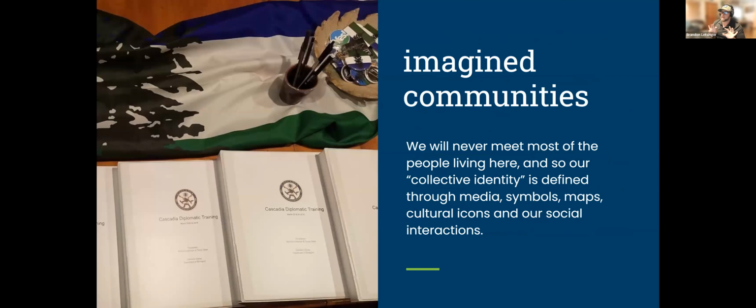This kind of uses this idea that what we live in is all an imagined community. Within the nation state of the United States or Canada, we will never meet most of the people living here, the 350 to 400 million people. So instead, our collective identity comes through media, symbols, maps, cultural icons. That's things like newspapers. It's things like TV, Twitter, social media, and also things like sports. I can walk into a bar in Texas and have the same conversation about sports as if I was in Seattle. So how do we start to shift that to create our own collective identity, that bioregional identity that's rooted in the place and the values that we find special?